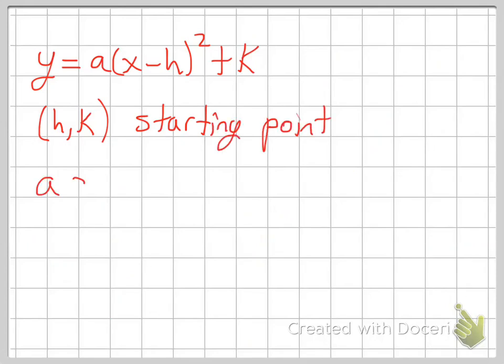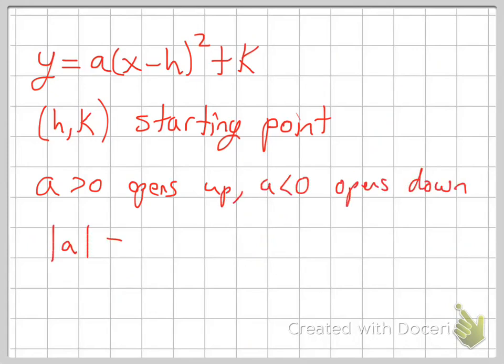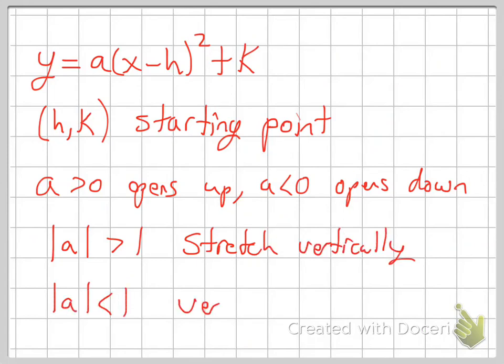That's where you're going to start your parabola. If the a is greater than 0, that means we're going to open up. If it's less than 0, we're going to open down. If the absolute value is larger than 1, it's going to be a stretch vertically. And if the absolute value is less than 1, it's going to be a vertical shrink, or shrink vertically, however you want to say that.